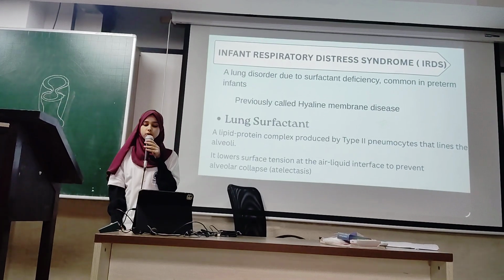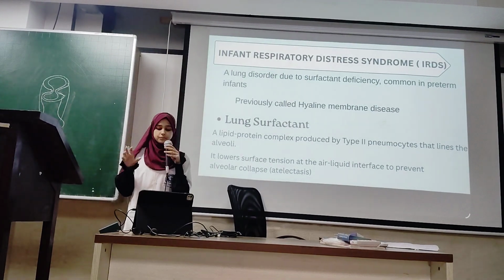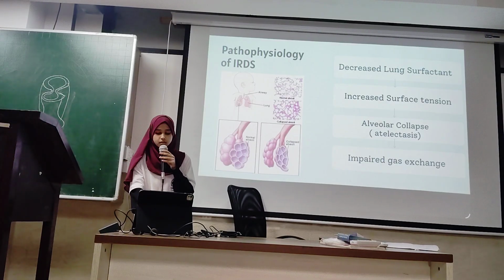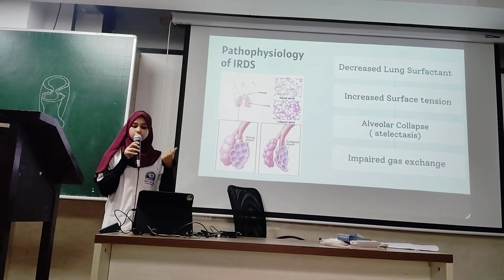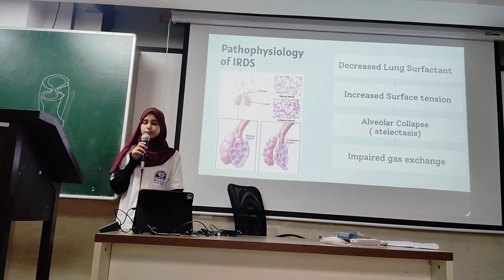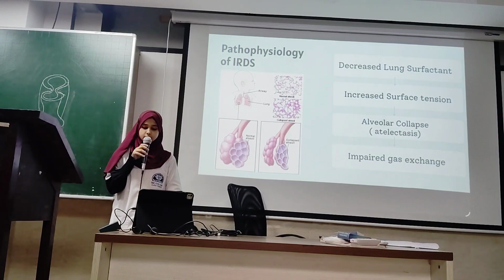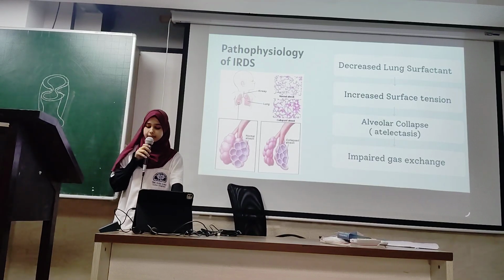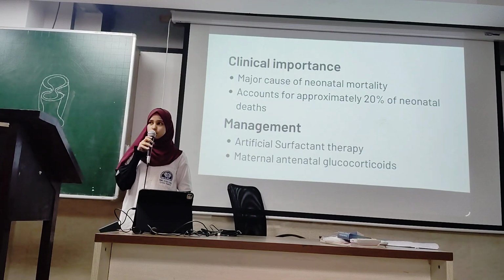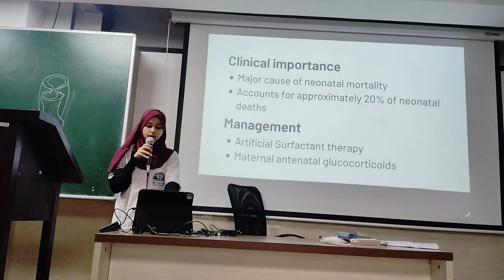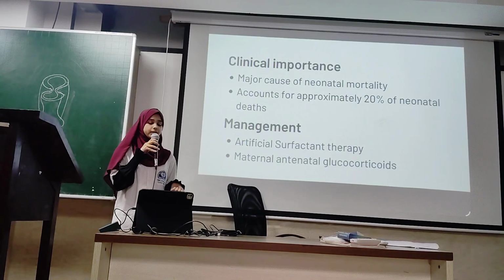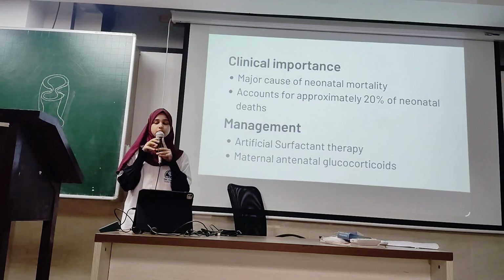It was previously called hyaline membrane disease because the damaged alveolar cells form a hyaline membrane. Pathophysiology is that lung surfactant decreases, surface tension increases, and therefore alveolar collapse, that is atelectasis, happens, and therefore impaired gas exchange occurs. It is a major cause of neonatal mortality, accounting for approximately 20% of total neonatal deaths. It can be managed by giving artificial surfactant therapy, and glucocorticoids can be given to the mother.